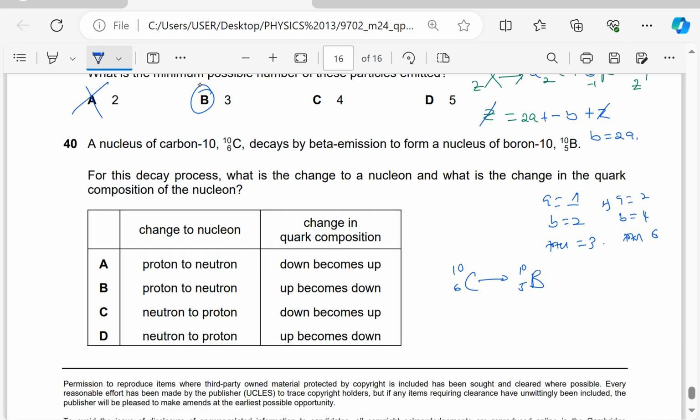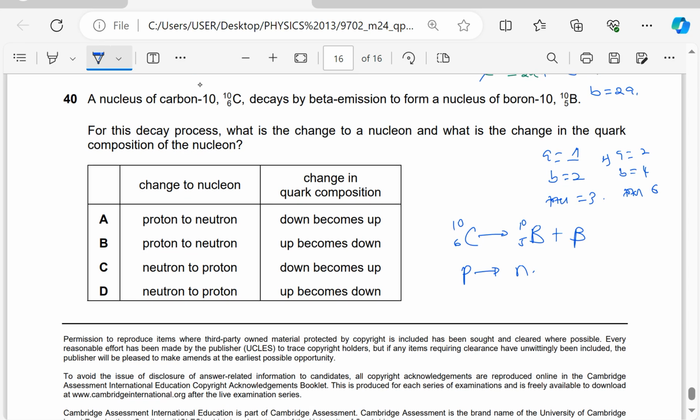Of course, we notice that we have lost a proton, and this is accompanied by beta emission. This is undergoing beta decay. So we have lost a proton here. So it means a proton must have changed to a neutron.